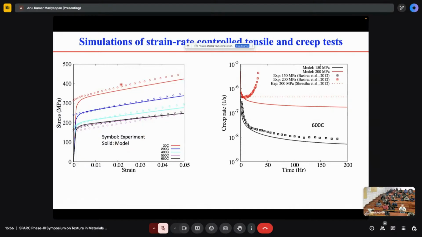And here we have different colors corresponding to different temperatures. If you see it, the model captures the experiments very well. That is not of much interest. What is the interesting point? We all knew that if we increase the temperature, the material is getting softer and softer.